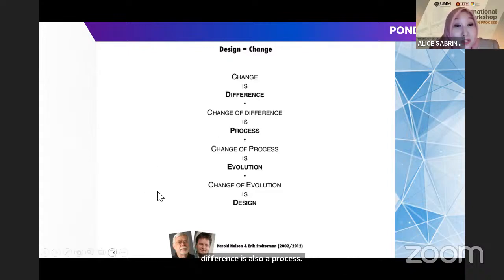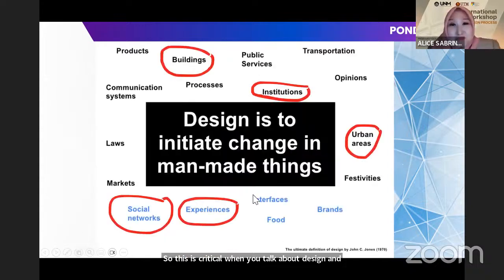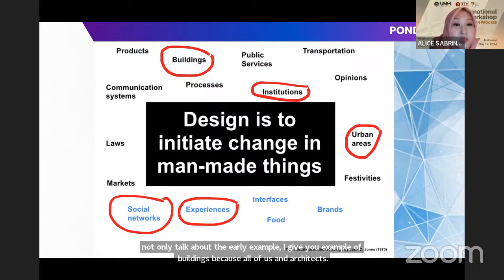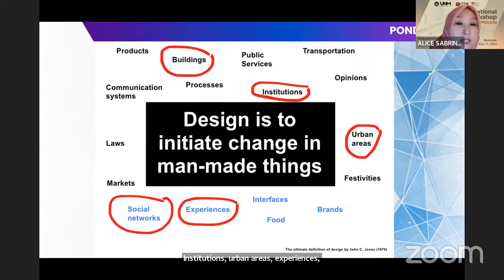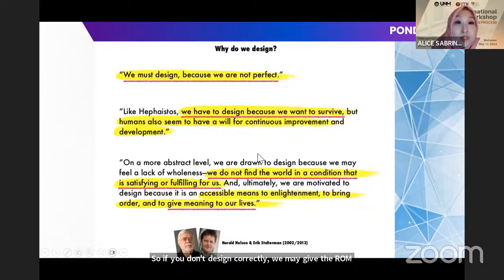So this is critical when we talk about design, and it is not easy to become a designer. Design is to initiate change in man-made things. We not only talk about the earlier example of buildings, because all of us are architects, but also institutions, urban areas, experiences, social networks. All of our everyday daily life evolves with design. So if we don't design correctly, we may give the wrong signal to the future, and not only to the current context, but also to the future.